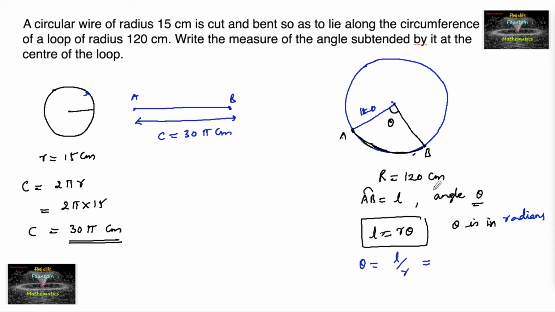So the length AB is nothing but 30 pi, because it's the circumference of the given first circle, upon the radius, which is given as 120. So 30 by 120, it is pi by 4. Pi by 4 radians is nothing but 45 degrees. So in degrees we can give the answer 45, or in radians we can give the answer pi by 4. Okay, this is the answer. Thank you.